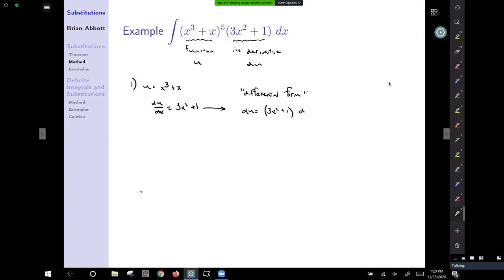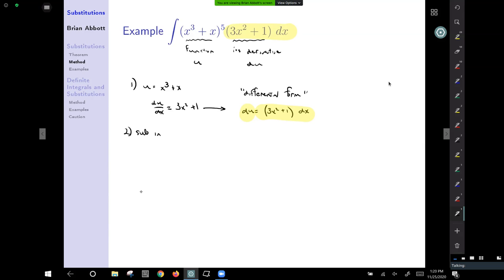So if you took this expression on the left, du dx equals 3x squared plus 1, and multiplied both sides by dx, you would get du equals the quantity 3x squared plus 1 times dx. We're going to call this the differential form. And notice this differential form is exactly the same as what we had in our original integral. And so what we're going to do is replace that thing with du. Because if it's the same thing on the left of an equal sign, we can replace it with the other side.